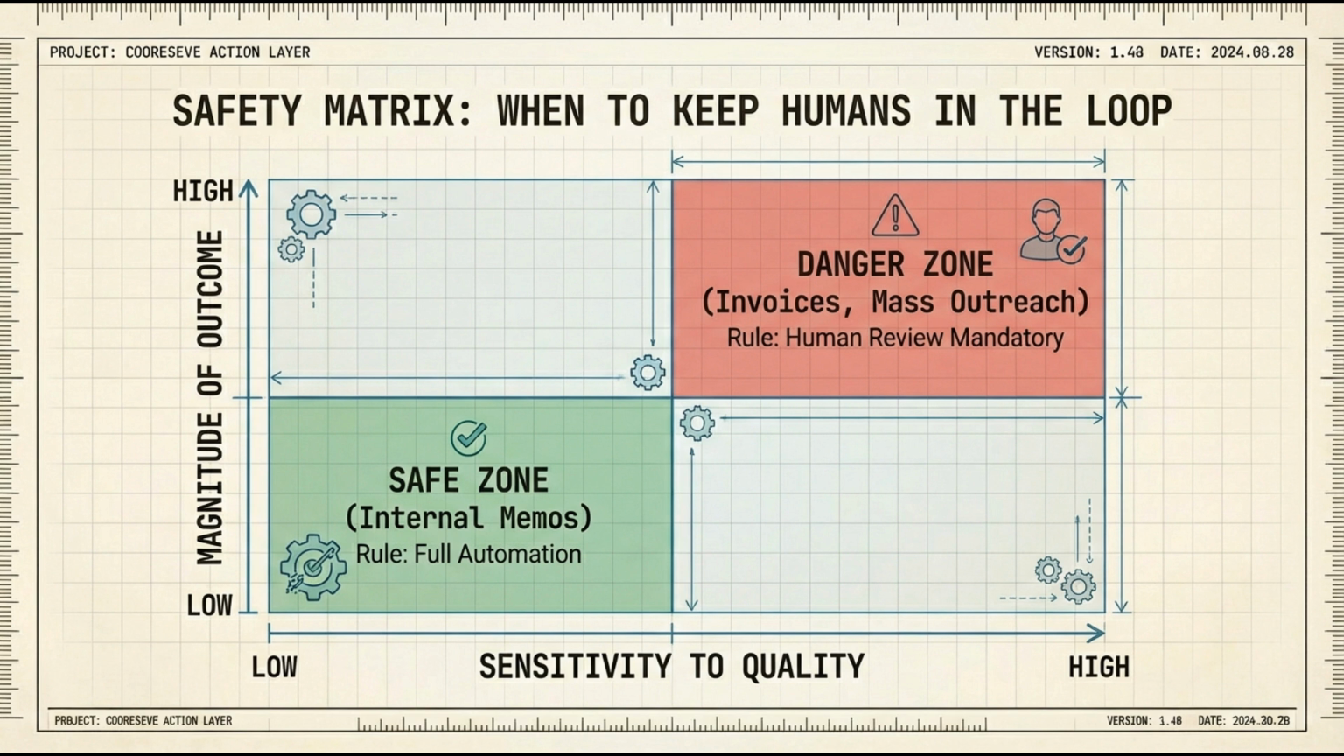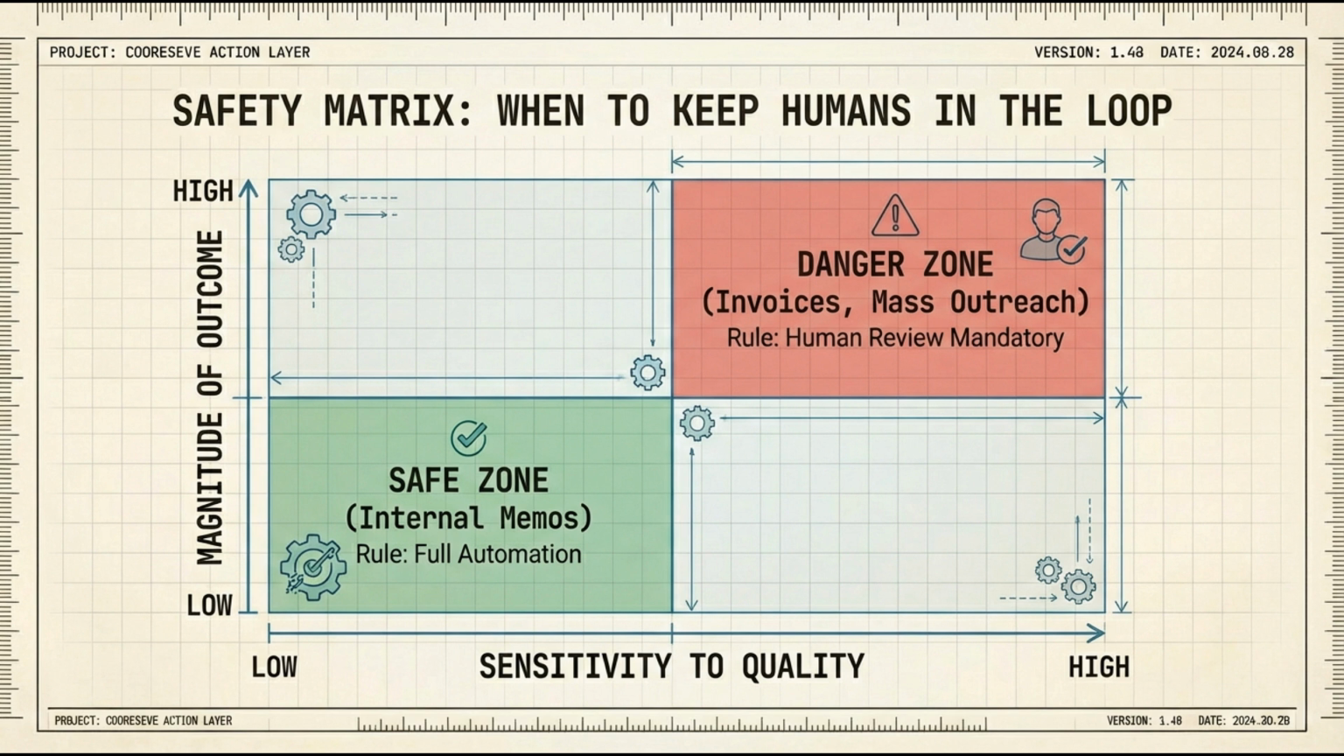The human-in-the-loop necessity. You cannot just let these things run wild, especially when they have hands that can touch the outside world. The instructor has a specific framework for this, right? A decision matrix. It's a brilliant little mental model. You evaluate a task based on 2 factors, magnitude of outcome and sensitivity to quality. Let's break those down. Magnitude of outcome. How big is the impact?